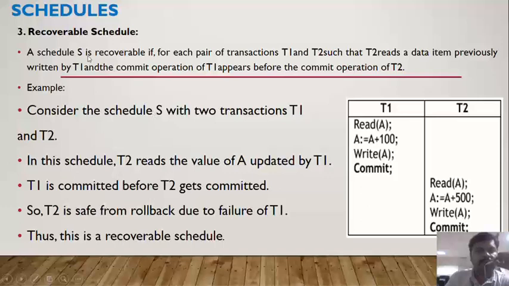Recoverable schedules. From the word you can understand that we can recover some set of things. Schedule S is recoverable if, for each pair of transactions T1 and T2, where T2 reads a data item previously written by T1, the commit operation of T1 appears before the commit operation of T2. You can see here T1 has its first, second and third lines, and commit is given. So the transaction is completely and successfully saved, and we go for T2. T2 also has read of A, A equals A plus 500, write of A, and commit is given. So both transactions are recoverable.